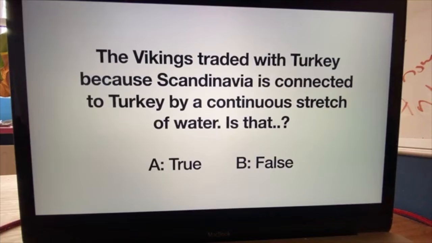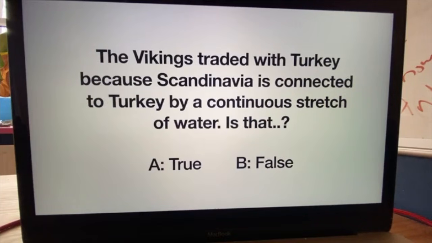One more question. The Vikings traded with Turkey because Scandinavia is connected to Turkey by a continuous stretch of water. Is that true or false? Hopefully you're thinking that's quite a simple question now, but I definitely wouldn't have been able to answer that a week ago, to be honest with you.